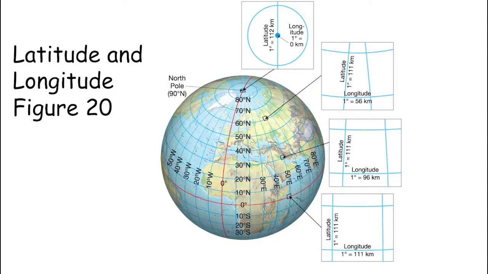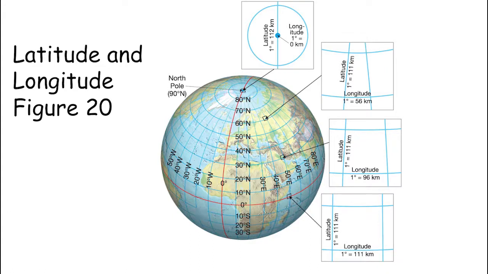They are always at the same distance. And so 1 degree of latitude is going to be the same distance, whether you are at the equator or whether you are at the North Pole. You see this on the right-hand side of figure 20. Latitude shown at the equator is 111 kilometers, and latitude shown at 60 degrees north is also 111 kilometers.